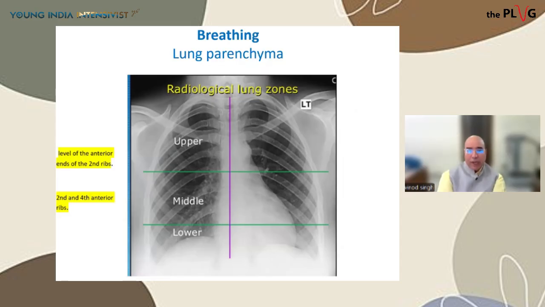Now going to the lung parenchyma, for explaining the lung regions we can divide it into 3 zones: the upper zone, middle zone, and lower zone. The level of the anterior end of the second rib marks the difference between the upper and the middle zone, the second to fourth anterior ribs are the middle zone, and below that is the lower zone. What we describe in the X-ray is based on the zone. It doesn't correspond to the lobes, but it is described mostly in the zonal areas.